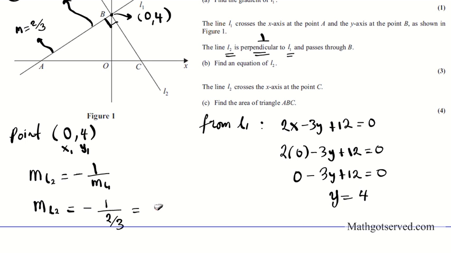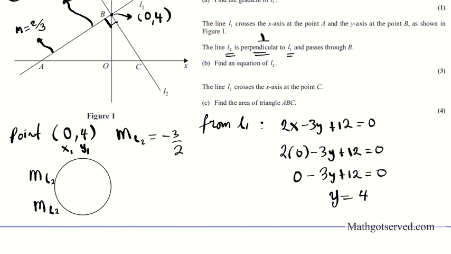Since dividing by a fraction is the same thing as multiplying by the reciprocal, I'm going to reciprocate this and multiply by 3 over 2. So negative 3 over 2 will be the gradient of L2. So the slope of L2 is negative 3 over 2. Now we're going to use the point-slope equation of a line to determine the equation of L2.